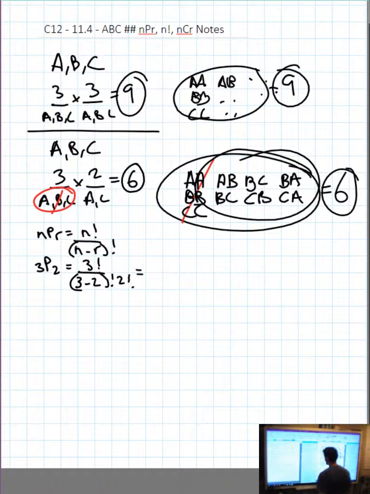I'm going to go to the right this time, just the way the notes work. 3 factorial is 3 times 2 times 1. 3 minus 2 factorial is 1 factorial, which is 1. And 2 factorial is 2 times 1, and I can cross off. And I'm left with 3.